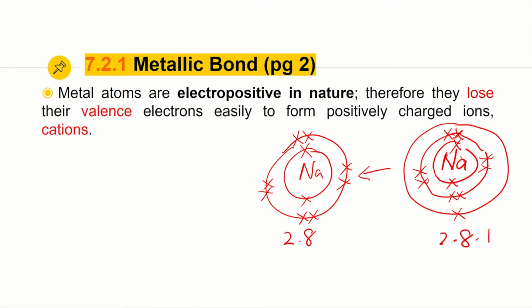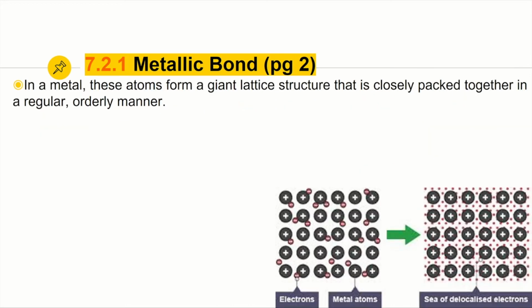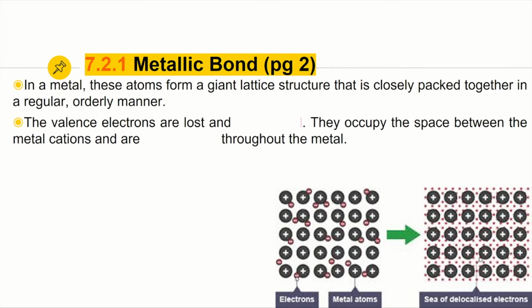So my question now is, where did the valence electron go? Because there is no longer any non-metallic element to receive it, right? So where did that valence electron go? For metals, they will lose the valence electron to be stable. And these valence electrons are lost. They are not received by anyone, not received by any element. They are considered delocalized.